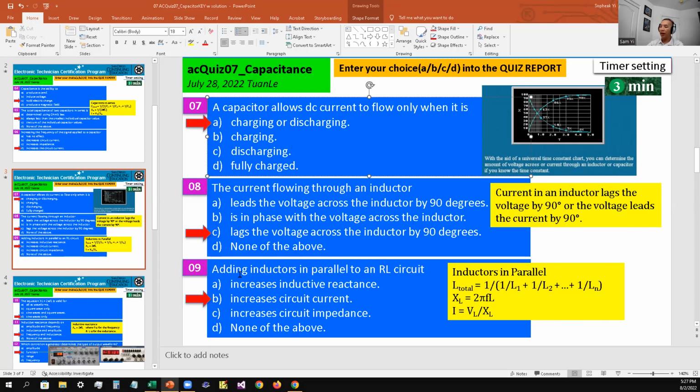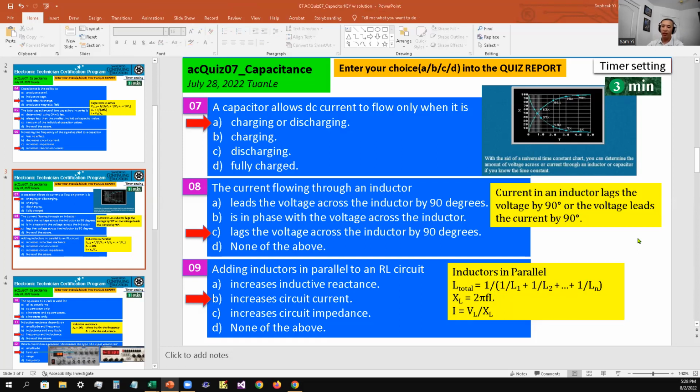Number 9, adding inductors in parallel to an RC circuit. In parallel, the more inductors you add, it's going to reduce, or it's going to be equal to less than the smallest inductor. So when the inductance is getting smaller, XL decreases. Decreasing XL would increase the current. So the answer is B as in boy for number 9.